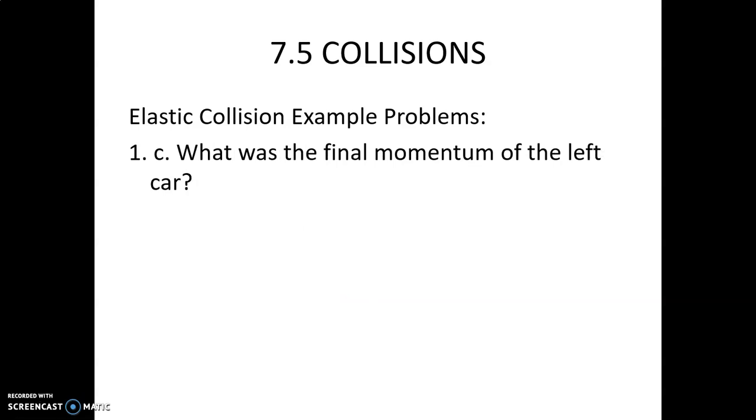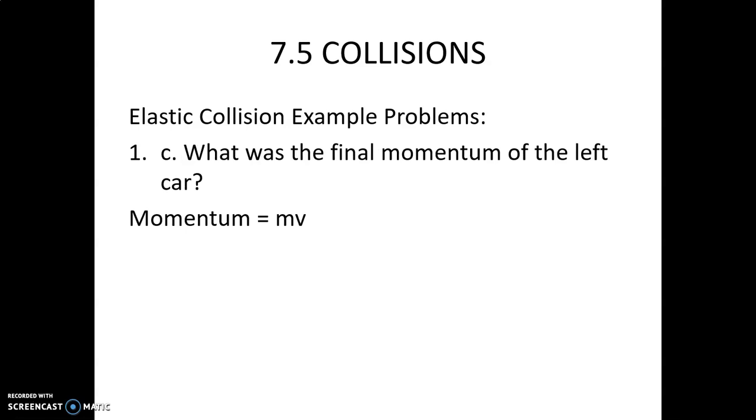Letter C, what was the final momentum of the left car? So what we have to do is keep in mind what ends up happening to the left car. So we'll have the same formula, momentum is equal to mass times velocity. The mass will stay the same at 10, and its final velocity moving towards the left was given to you in the problem at 2.5. So 10 times 2.5 ends up being 25 kilogram meters per second.